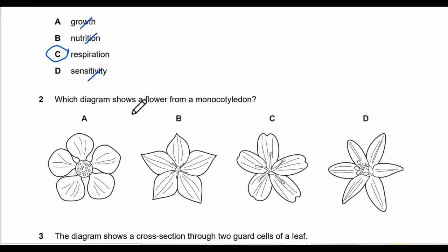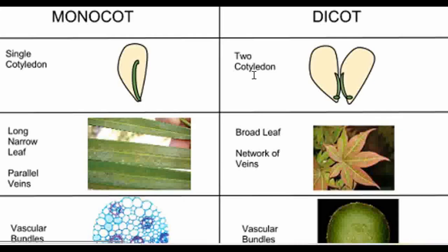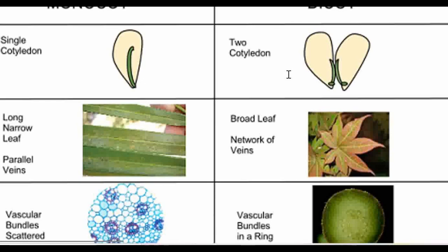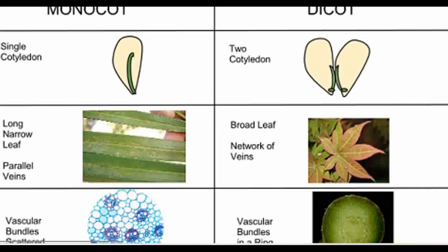Question 2. Which diagram shows a flower from a monocotyledon? So the characteristic of a flower from a monocotyledon. Let's check our revision notes. Here are the differences between monocotyledon and dicotyledon. Monocotyledon has a single seed leaf, a single cotyledon, and dicotyledon has two cotyledons. Here we can see the two seed leaves.